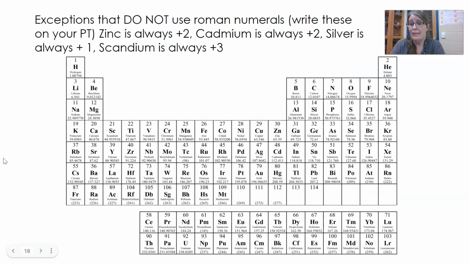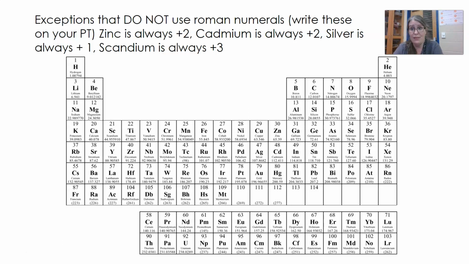So here are those exceptions that I mentioned. There are a couple of exceptions that do not use Roman numerals, even though they are transition metals. Chemists are lazy. If an element is always going to do the same charge, why bother writing a Roman numeral on it? So zinc, element number 30. Zinc is always, always, always +2. We talked about that a little bit on Monday of this week.